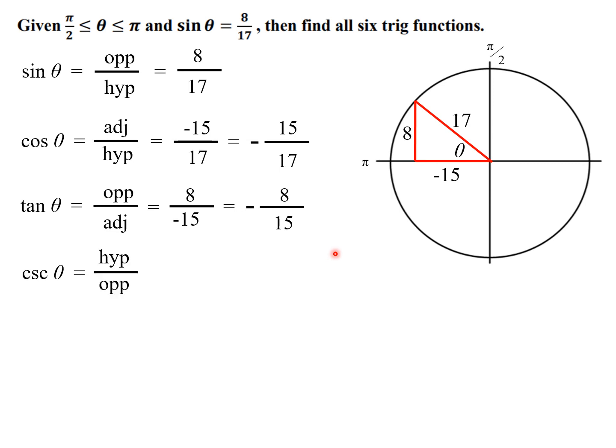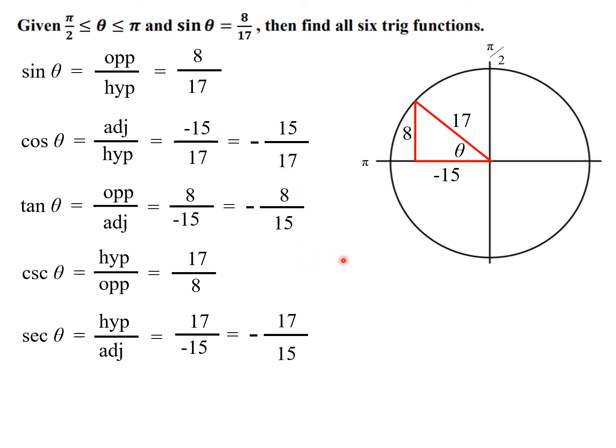Okay, a couple ways to get this. You could say, well, it's the reciprocal of the sine, so it's going to be hypotenuse over opposite, or you can just go directly from 8 over 17 to get 17 over 8. Secant, which is the reciprocal of the cosine, that will then be hypotenuse over adjacent. Or once again, you can just go right from there, and we'll get negative 17 over negative 15 written as this.